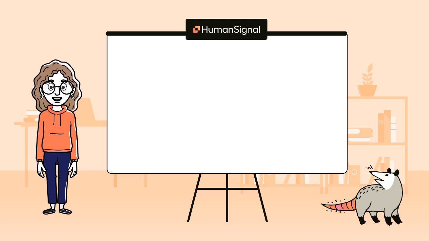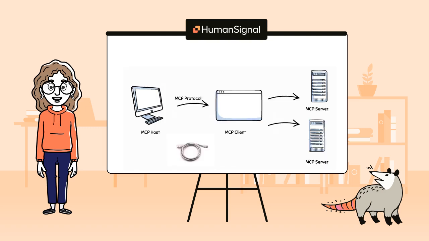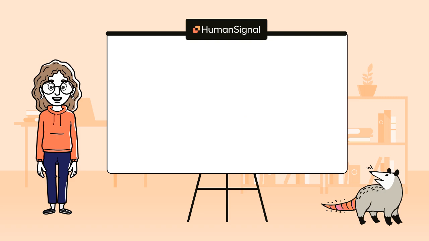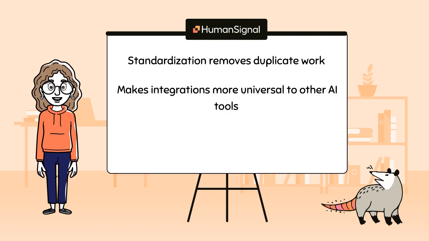Let's review what we learned today. The MCP provides a standardized way for LLMs to interact with third-party tools and data sources using a client-server architecture that makes your agents more powerful than they were before. The standardization of the implementation gets rid of the duplicate work often required for building these integrations, while simultaneously making the integrations easier to use with other AI tools.